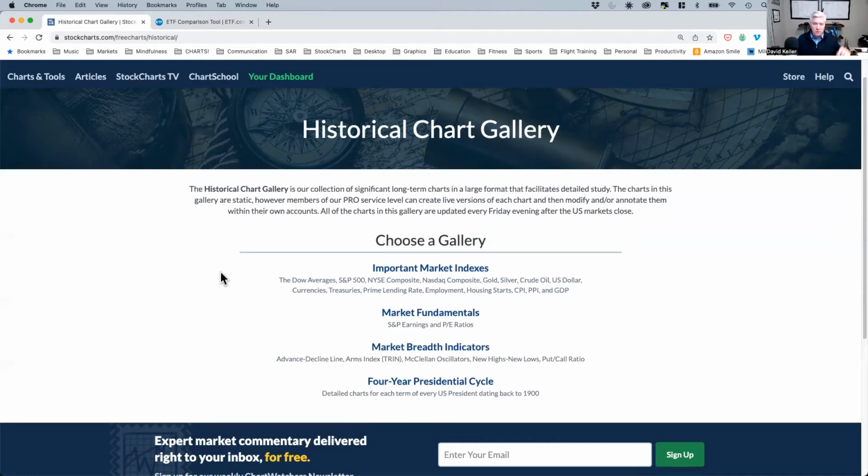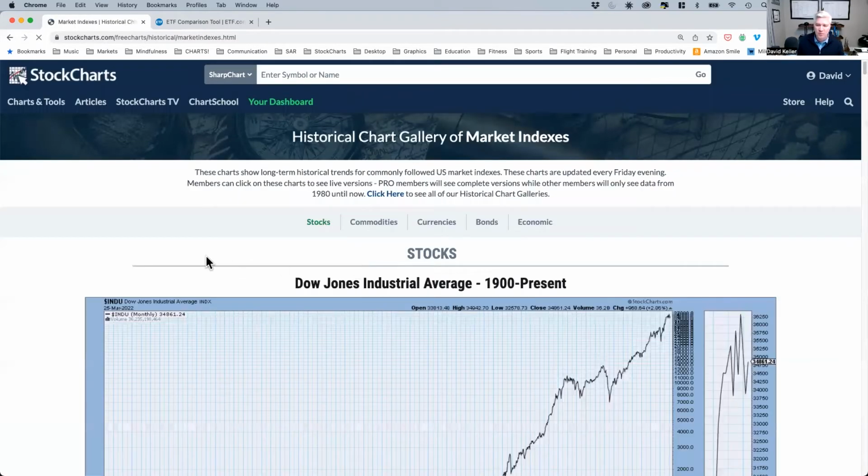What's really cool is on StockCharts, we have this historical chart gallery, which is literally that sort of idea, the type of deep history we would look at as institutional investors, but it gives it to all of you as individual investors. We can see here it's broken into 4 different areas: market indexes, so major broad indexes, not just equity indexes, by the way, but other markets as well; fundamental data, particularly earnings and PE ratios, valuations; market breadth indicators, looking at long-term indications of breadth; and then the presidential cycle, looking back and seeing how the market has performed during different presidential regimes.